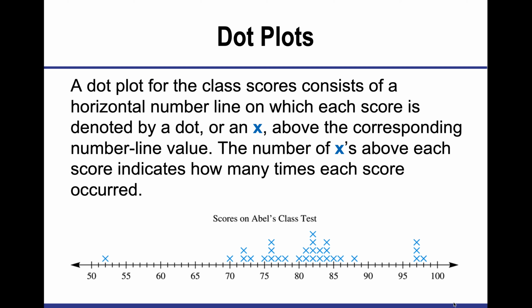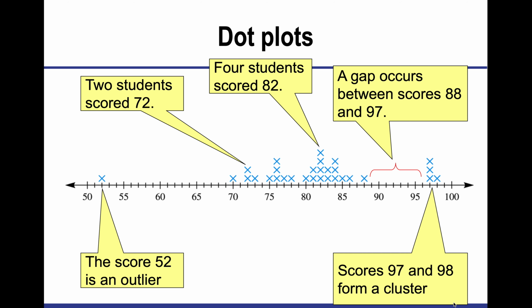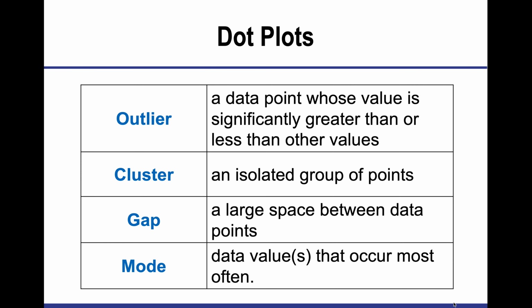If I have multiple test scores in one category, I'm going to stack the dots on top of each other. And this tells us a really complete story. I can see the most repeated score is an 82. I can see, wow, only one student got a 52, and then there's a huge gap. So most students cluster together around 70 to 87. We can see outliers, we can see clusters, we can see a gap. So there's a lot of different ways to describe a dot plot.